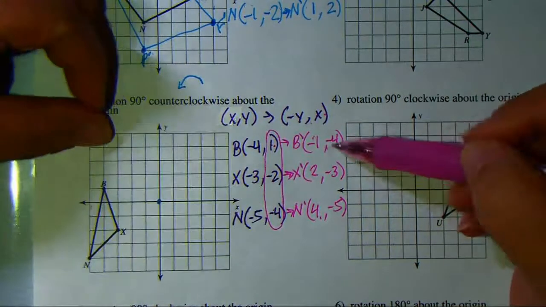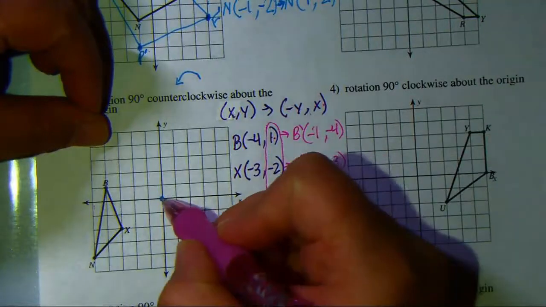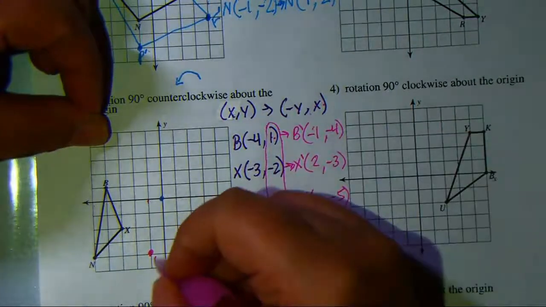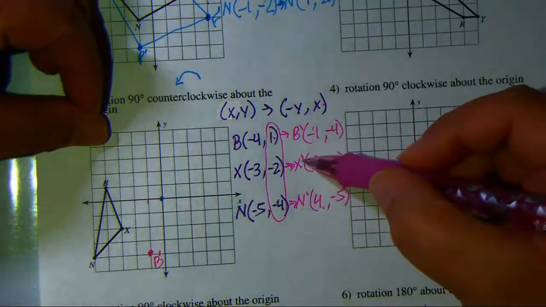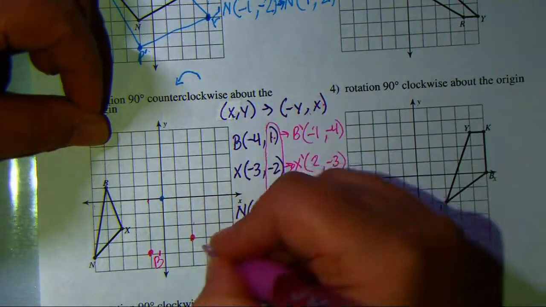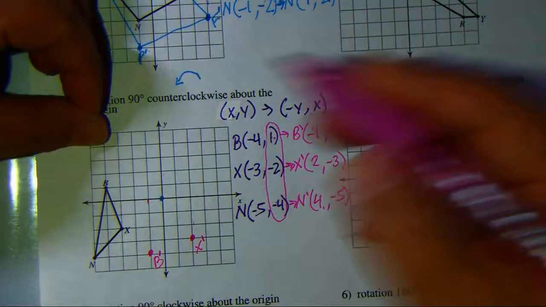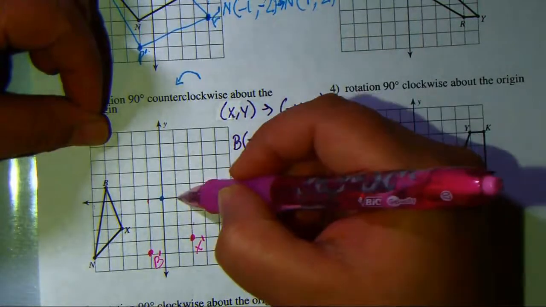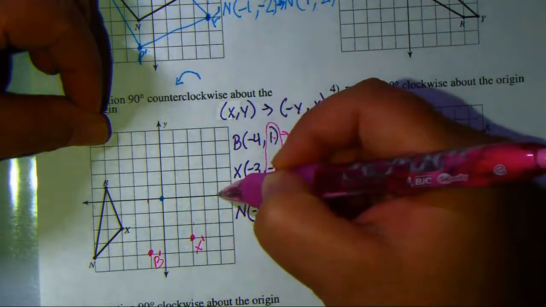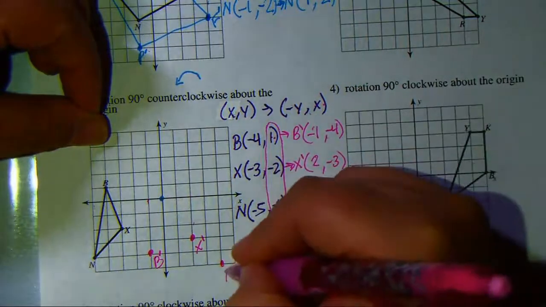Okay? So when I actually go ahead and plot these points, b prime is at negative 1, negative 4. Okay, there's b prime. My x prime is at 2, comma negative 3. So 2 to the right, down 3. This is now my x prime. And my n prime is at 4, comma negative 5. So starting at 0, 1, 2, 3, 4 to the right, and down 5: 1, 2, 3, 4, 5. Okay, so this is going to be my n prime.